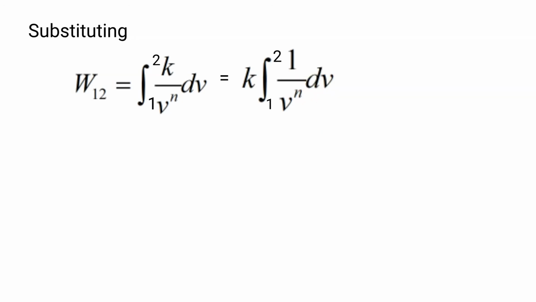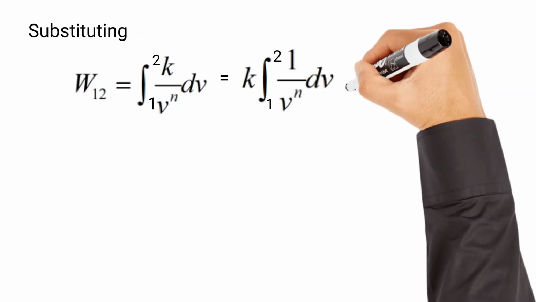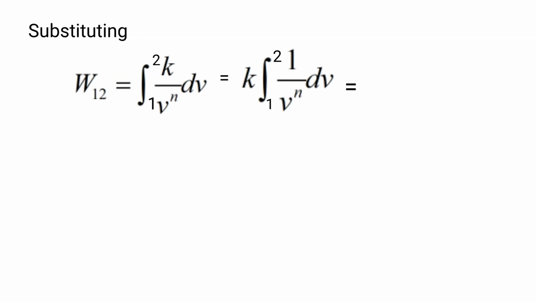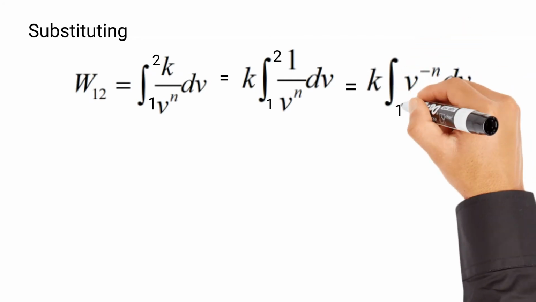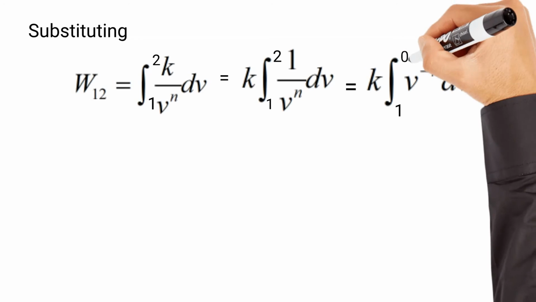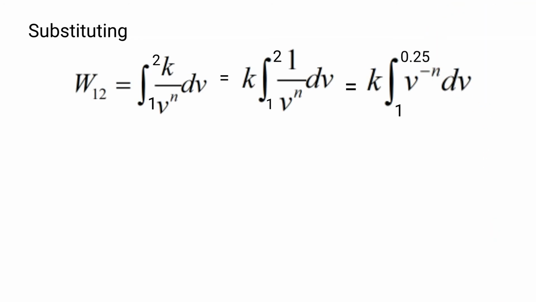At this point, we're going to apply indices. The V raised to the power n will go up if you apply indices, and it will be negative now. So we're going to have K integral V raised to the power minus n dV. So we're going to integrate V raised to the power minus n dV. Don't forget our volumes are 1 meter cube and 0.25 meter cube. Let's substitute it at this point.